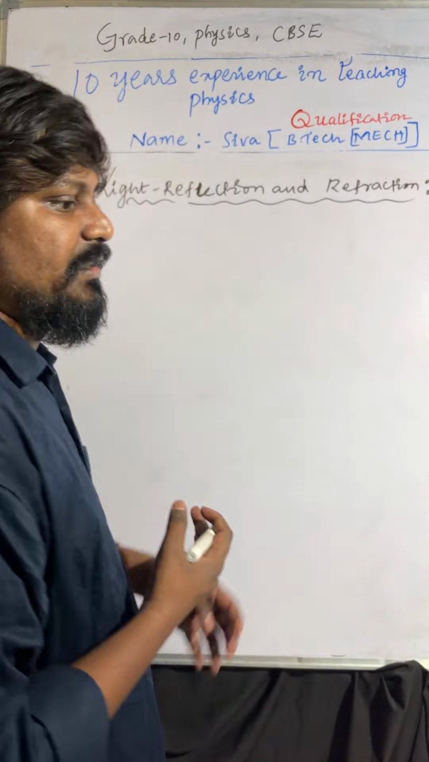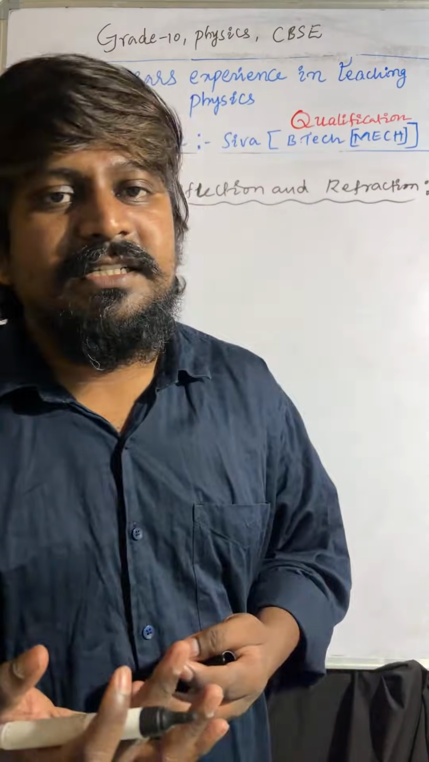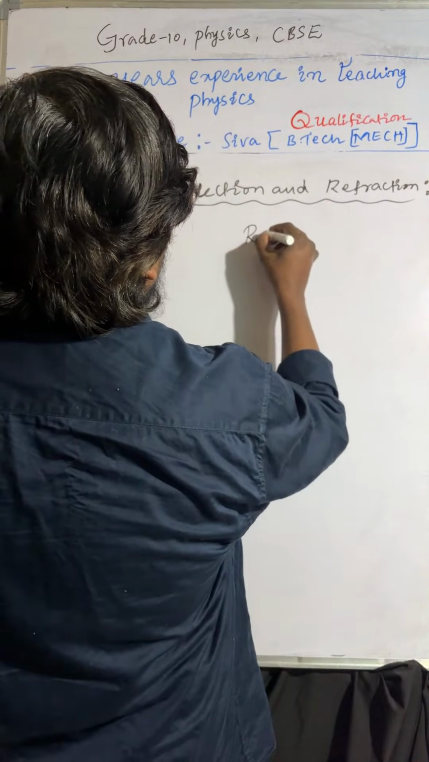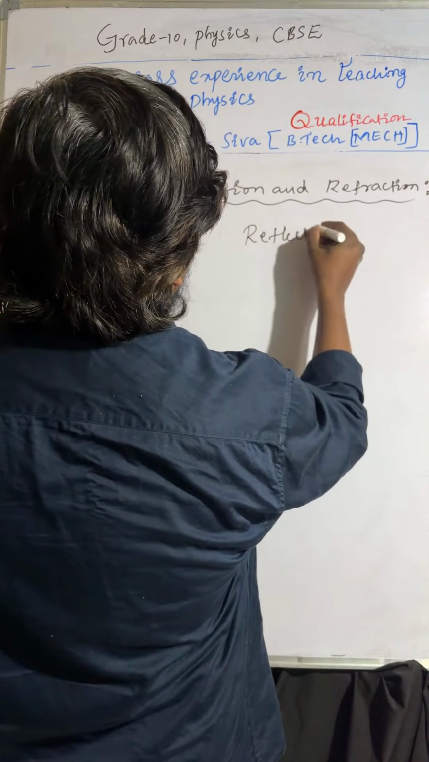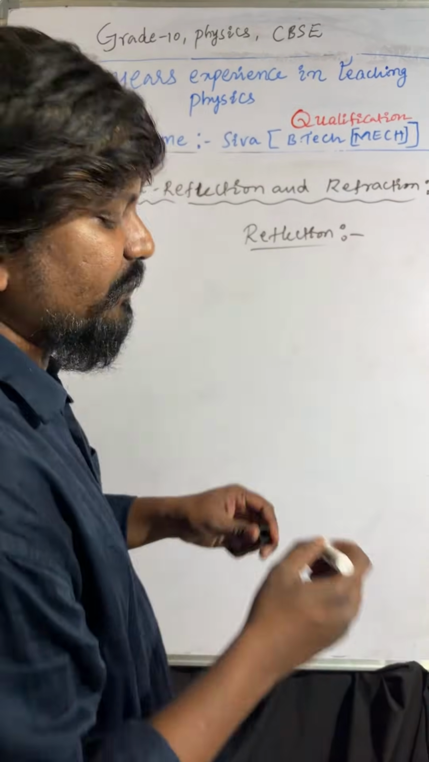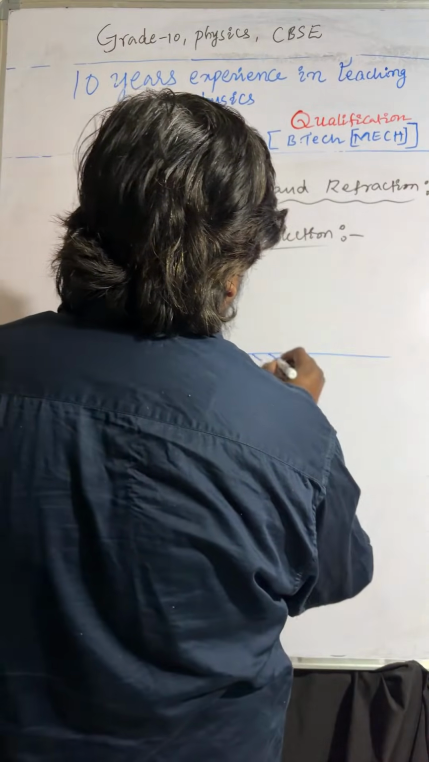Light is a form of energy which gives the sensation of sight. Reflection: when light is incident on a surface, it will be reflected back. The bouncing back of light from the reflecting surface is called reflection of light.